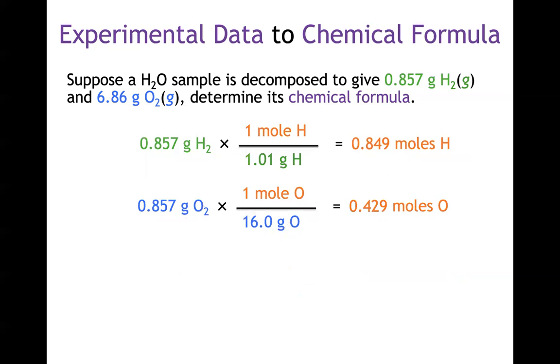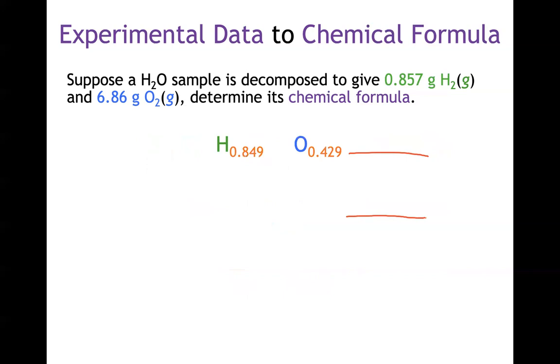So now what we do is we divide both by the smallest number of moles. We have 0.429 moles of oxygen, and we have 0.849 moles of hydrogen. So it's basically telling us that for every 0.849 moles of hydrogen, we have 0.429 moles of oxygen. Well, if we want it in whole numbers, we are going to divide both moles by the smallest number. And in this case, 0.429 is the smallest of the two.